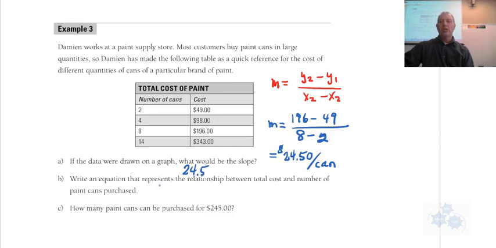Write an equation that represents the relationship between the total cost and the number of paint cans purchased. So yes, we can assume that this is 0, 0, because 1 is 24.5, which is half of this, so it makes sense. It's going to run into 0, 0. So y equals what? What's the equation? How do I finish that? Wait, let somebody else answer. You're answering every question. Y equals what?